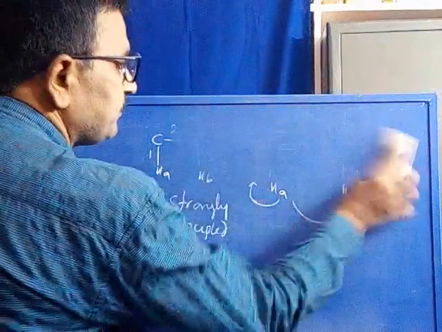Now coming to the second condition. Condition 2: the nuclear spins are strongly coupled if the nuclear spin is transmitted through pi electrons rather than sigma electrons, because the pi electrons are loosely held electrons, where the electrons can easily carry the nuclear spin from one proton to the other proton.